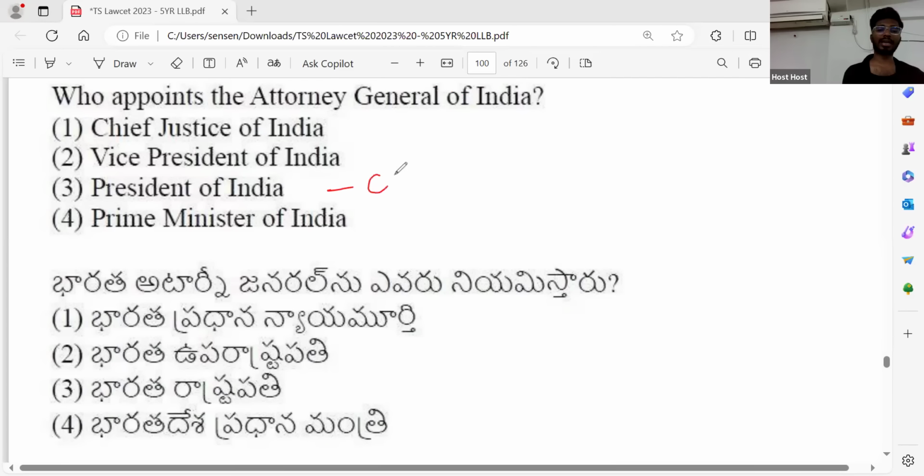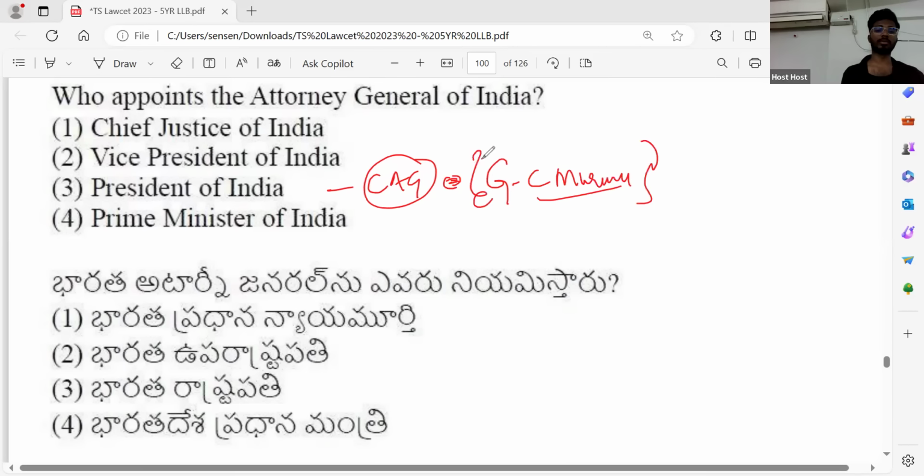Who is the present CAG of India, Comptroller and Auditor General? Anybody in the class? So it is Girish Chandra Murmu. Right. So I discussed about it. I don't know if you remembered it or not. Next.